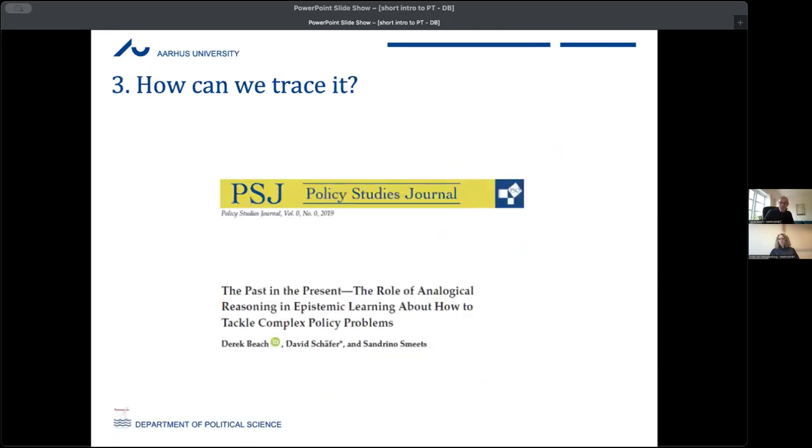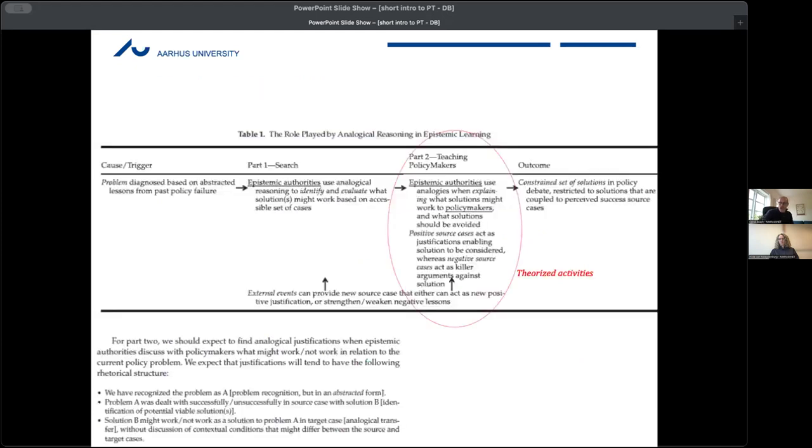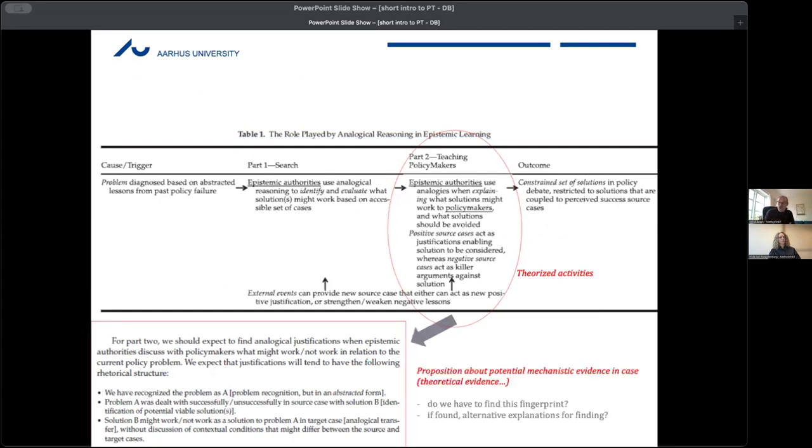Let me just show you an example real briefly. This is from an article where I have an activity where experts are basically teaching policymakers. What you would then do is you'd say, well, in theory, for part two, we should expect to find, and here we put forward empirically what we would expect to find, in abstract terms: a rhetorical structure of these analogical justifications. So this is a proposition about observable or potential mechanistic evidence that we might expect to find.